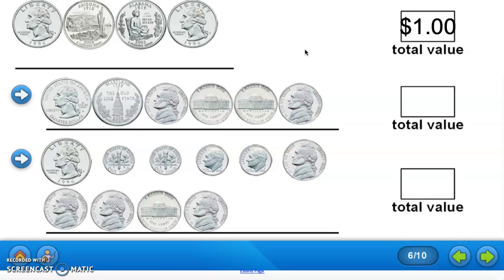Okay, so now it looks like we have 2 quarters and 4 nickels. So let's count on. Why don't you count with me? We're going to start by counting by 25s, and then when we get to the nickels, we're going to count by 5s. So ready? 25, 50, 55, 60, 65, 70. So this one is 70 cents, right? Not any dollars because we didn't get to dollars when we were counting on. We were still counting in cents, okay?